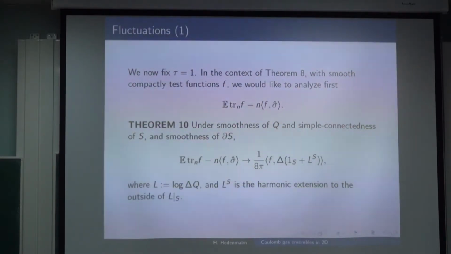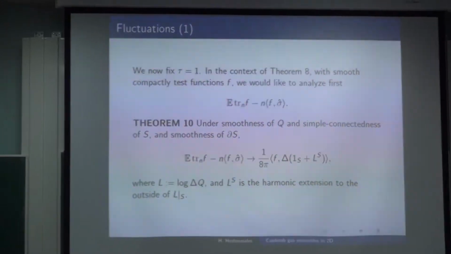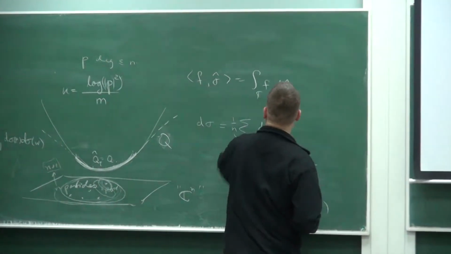Okay, now for fluctuations, we try to analyze the trace more deeply. The first thing is to understand where this expectation is, and how to analyze it carefully. Can we tell what the expected value is, at least? Well, from the theorem on the previous slide, if you divide by n, you get this inner product, or maybe not an inner product, but I write f comma sigma hat for the integral of f d sigma hat.